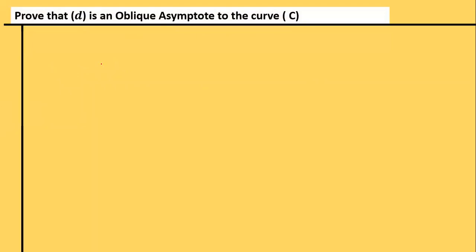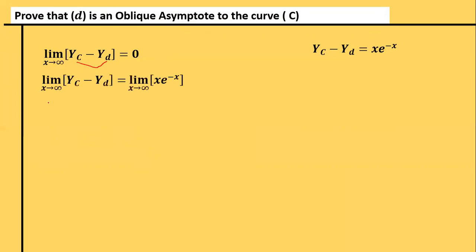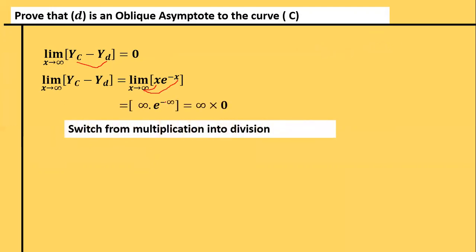Prove that the line D is an oblique asymptote to the curve C. In order to show that a line is an oblique asymptote, simply I have to prove the following relation. Limit at infinity, yc minus yd must be equal to 0. Yc minus yd, its answer is equal to xe to the power minus x. And now let's replace x by infinity. E to the power minus infinity equals 0.